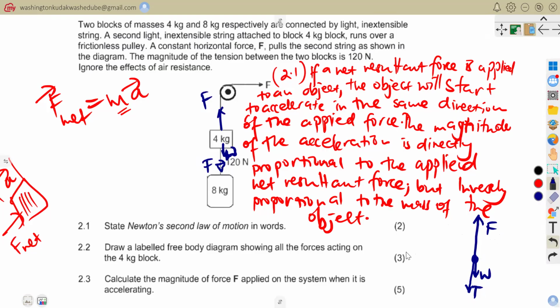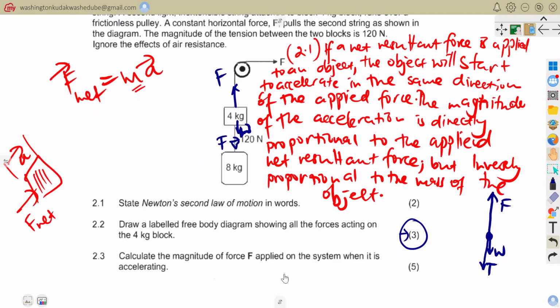And usually the number of marks determines the number of forces that you have to represent that are acting on the body. After that, they were now saying, calculate the magnitude of force applied on the system when it is accelerating.